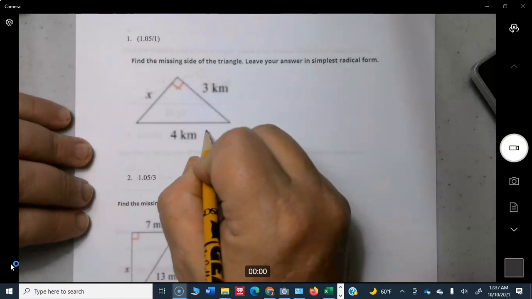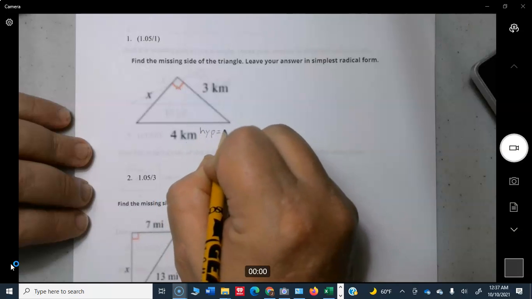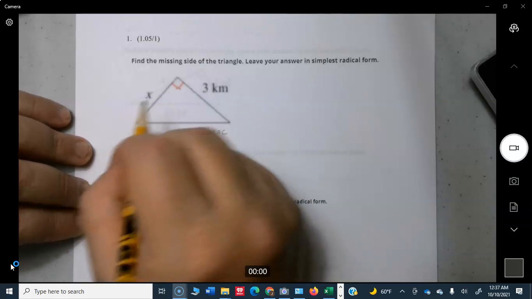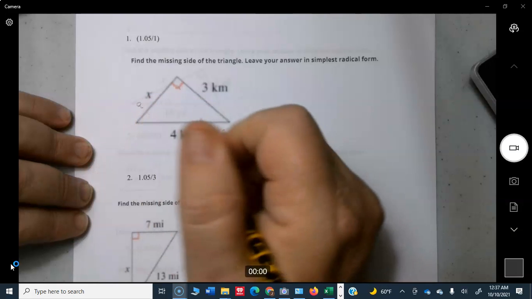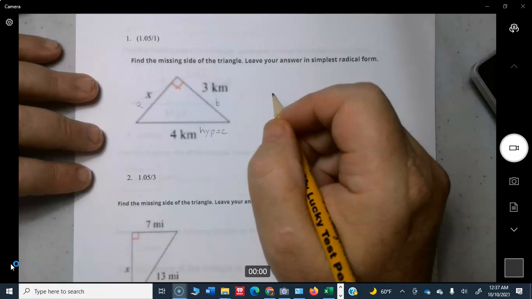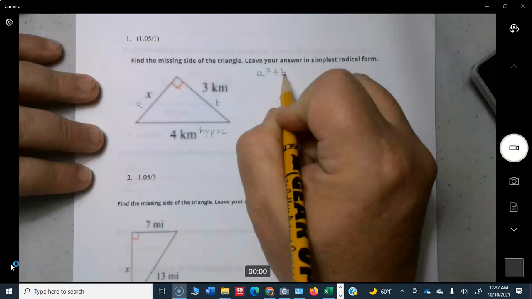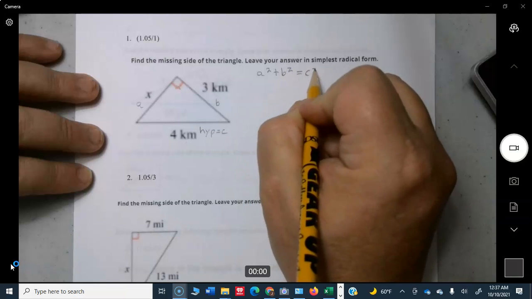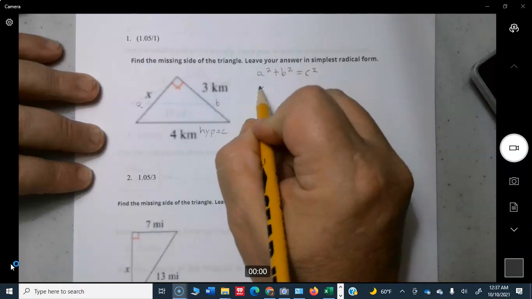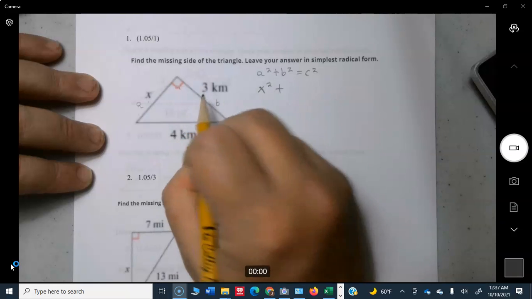So we can label this as hypotenuse, which equals side c. The hypotenuse has to be side c. It doesn't matter which side is a or b. We'll call this a and this b. So a squared plus b squared equals c squared. Here a is the x, that's our unknown. We're trying to find the length of that side. So x squared plus b squared, which is 3.